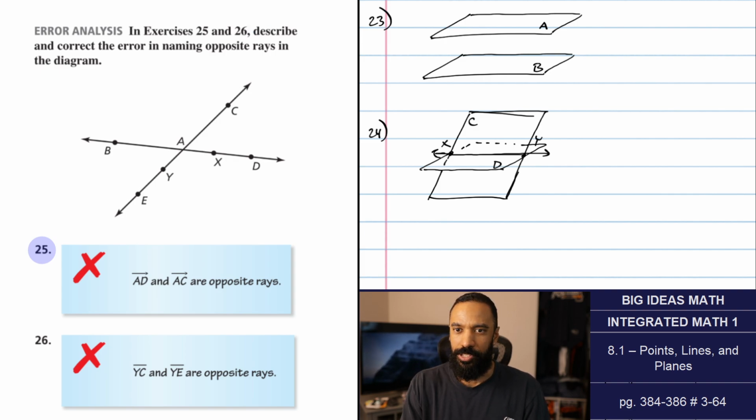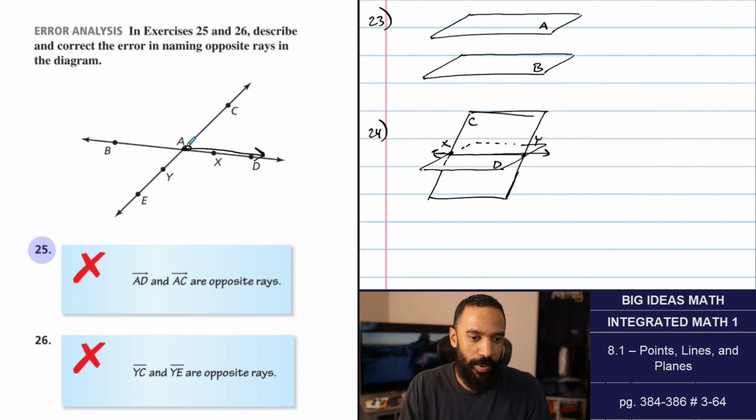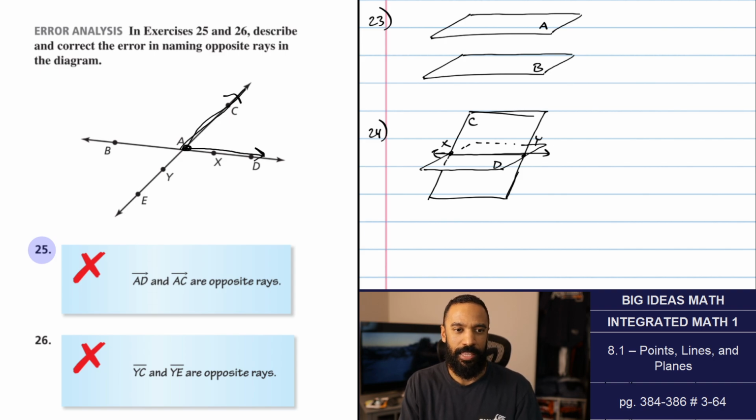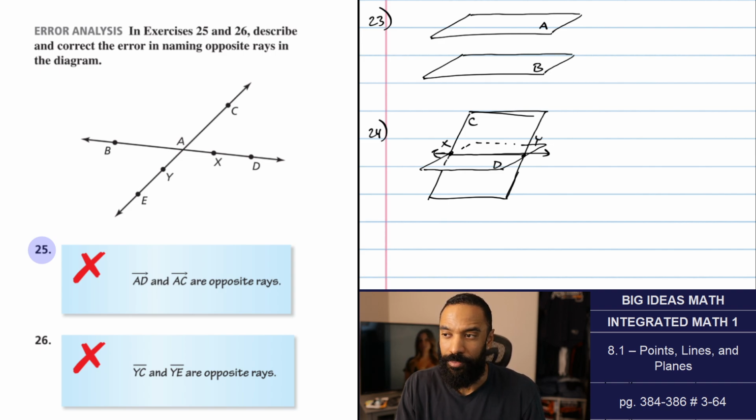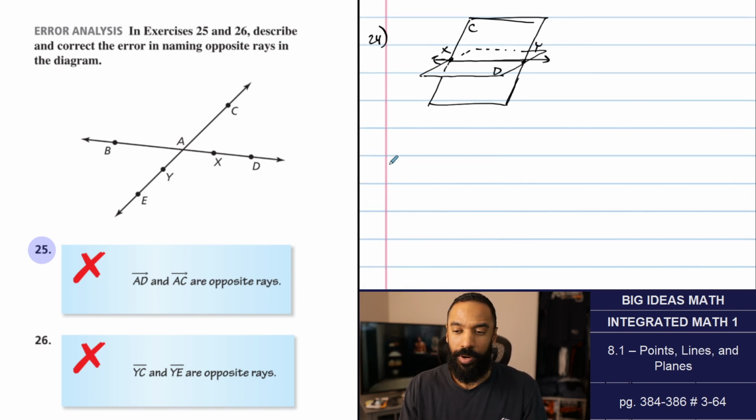Okay, error analysis. In exercises 25 and 26, describe and correct the error in naming opposite rays in the diagram. Ray AD and ray AC are opposite rays. Well, here's the problem. They're not. Here's ray AD, and that's very much a ray, and here's ray AC. They share the same endpoint. That doesn't make them opposite rays. Now they said, correct it. That must mean we have to say something that does make opposite rays, right?